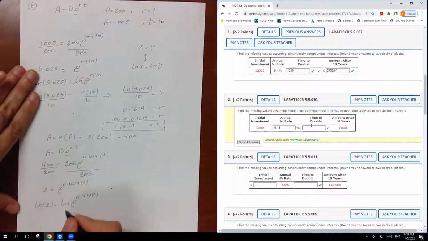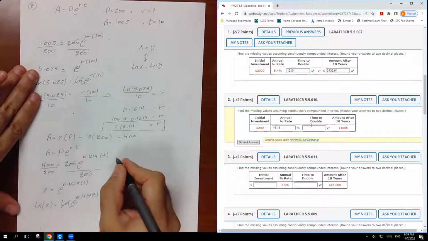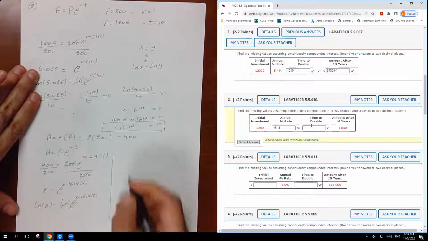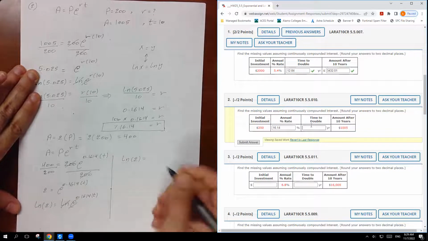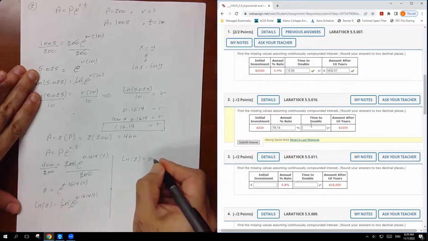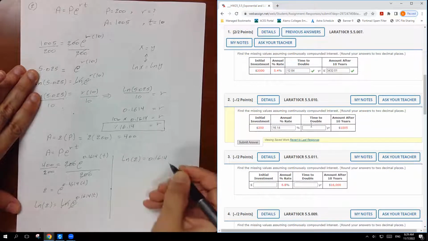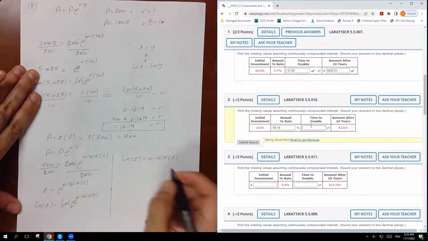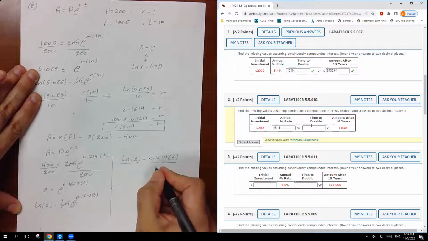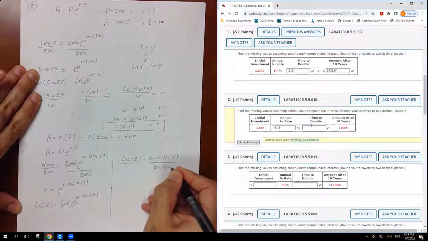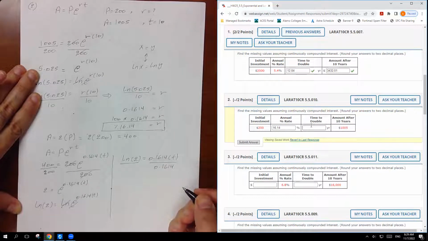That means you're going to cancel these. So the left side is going to be ln 2 equal 0.1614 t. The last step, you need to find the time. So divide both sides by 0.1614.